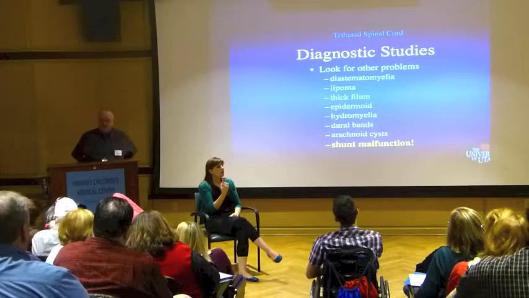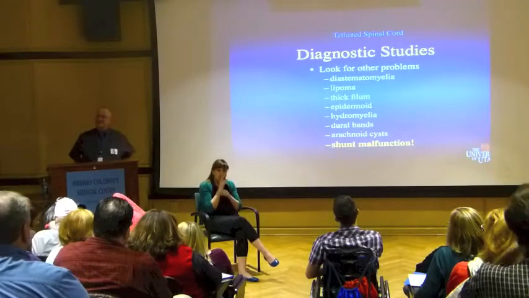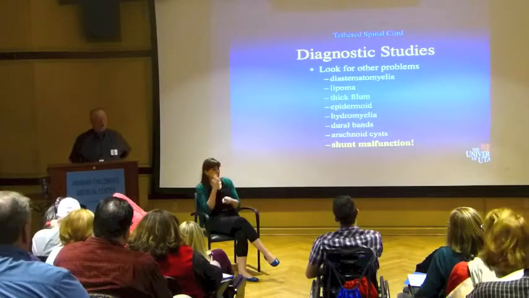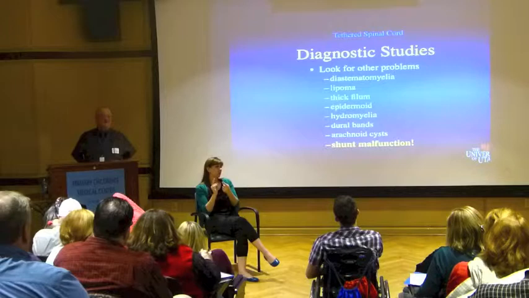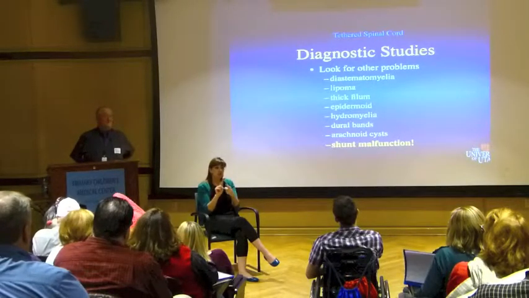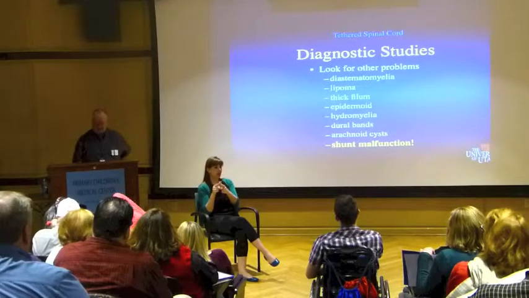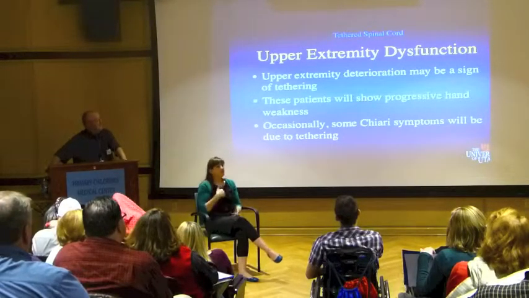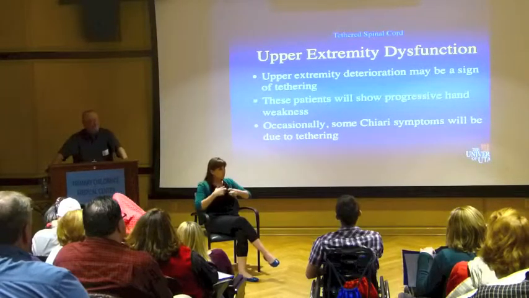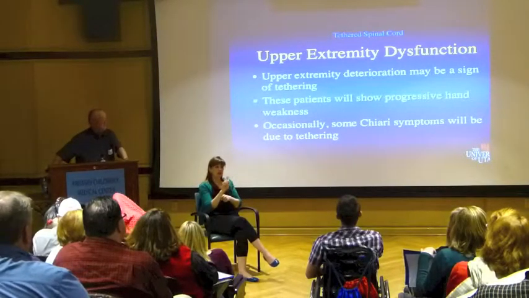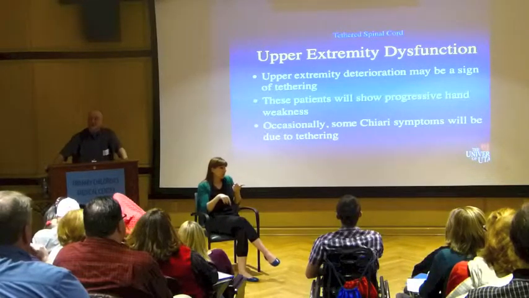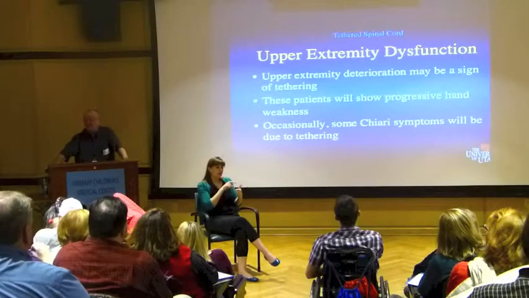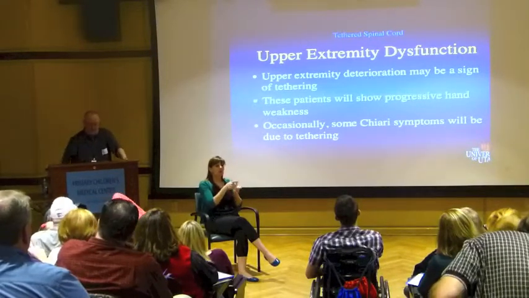So one of the things we like to be sure of is that the shunt's working, and that's not the underlying cause. It's a whole lot easier and infinitely safer to revise your shunt than it is to do the untethering procedure. I mentioned the upper extremity problem. It can be from a tethered cord, it can be from a Chiari. Sometimes it's hard to sort the two out, but I would venture to say it's from the tethered cord more often than it's from the Chiari.